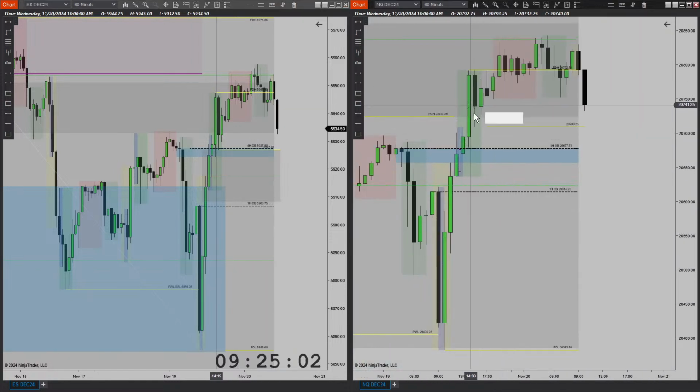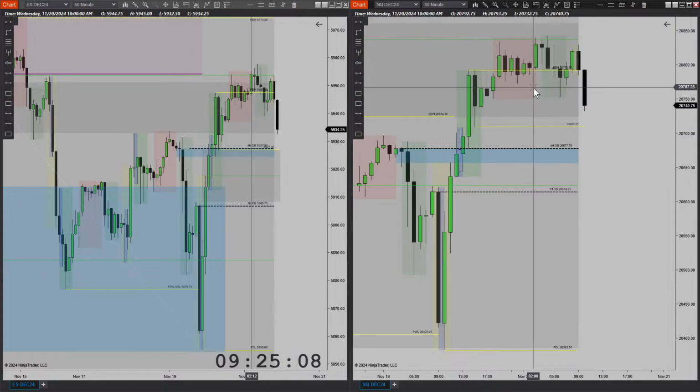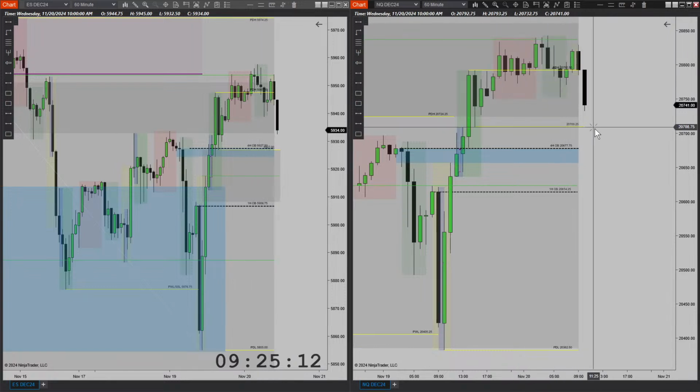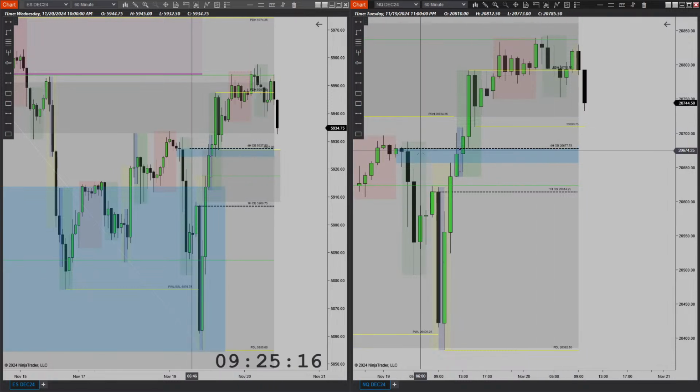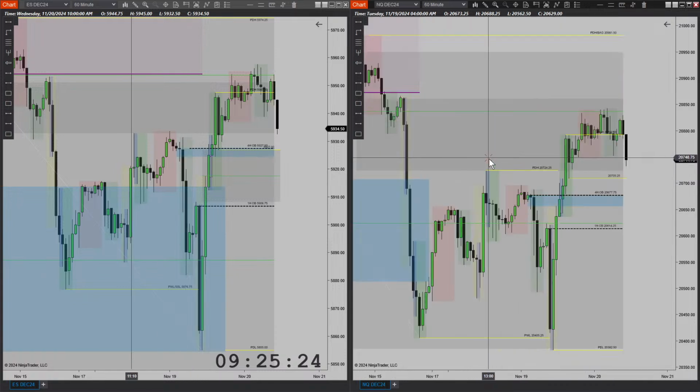Same thing here. The 4 hour is telling me that this is sell side liquidity. We swept buy side and sell side here, but again, it's not as strong to me. I do expect price to sweep these lows down here and to see what price does at this 4-hour order block, as well as this 4-hour breaker block here. Let's see here. What else?